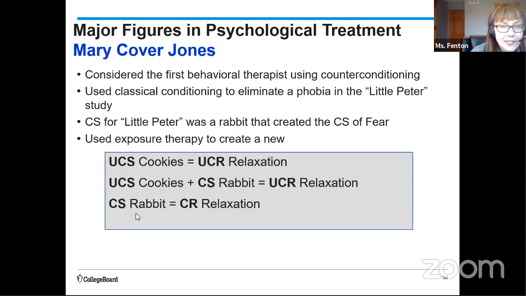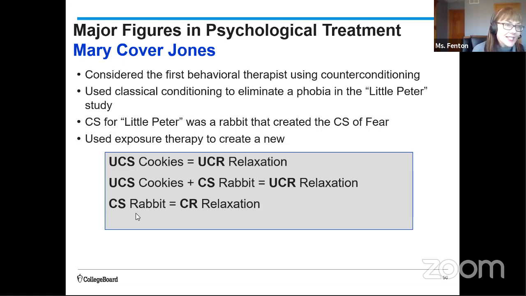So if you can use classical conditioning to create a phobia, such as what's happened with little Albert, you can use classical conditioning to eliminate a phobia. So with her participant named Little Peter, he had a conditioned response of fear to a rabbit, right? And Mary Cover Jones is going to use what we call exposure therapy by introducing a new kind of unconditioned stimulus, cookies, that creates an unlearned relaxation response. And then by pairing that new stimulus with the rabbit, that rabbit fear bond will be replaced with rabbit relaxation.